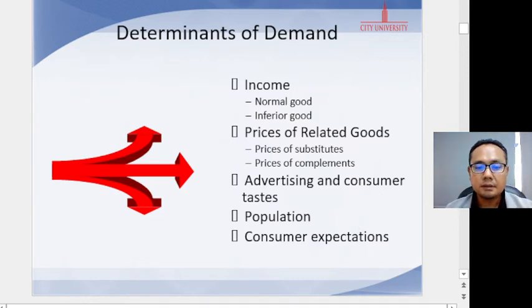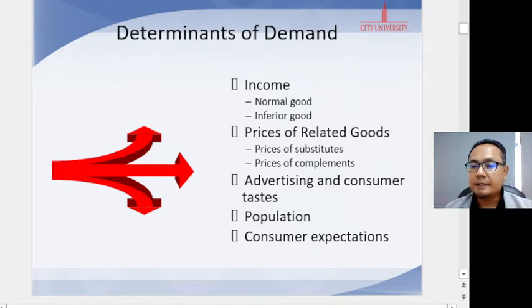Okay, and sometimes an increase in income reduces the demand for a good. So economists refer to such a good as an inferior good. So an increase in income reduces the demand for a good. That's what we call an inferior good.